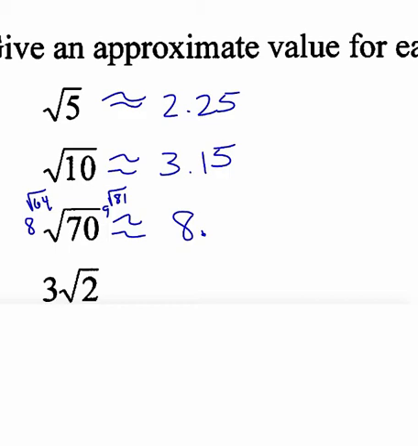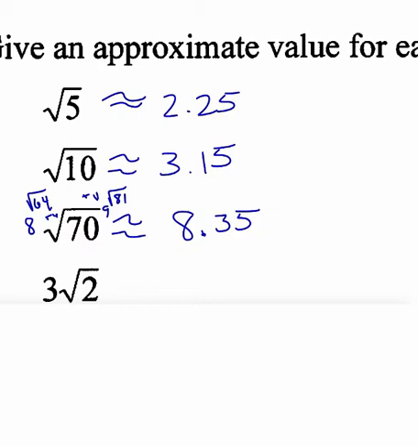Well, 70 is kind of in the middle, but slightly closer to 64. I'm 6 away from 70 here, but I'm 11 away from 81 going the other way. So I'm slightly closer to the 8 side. So I'm going to guess somewhere close to the middle, like 8.4, 8.3. I'm going to say 8.35. And that's my approximate value for root 70.